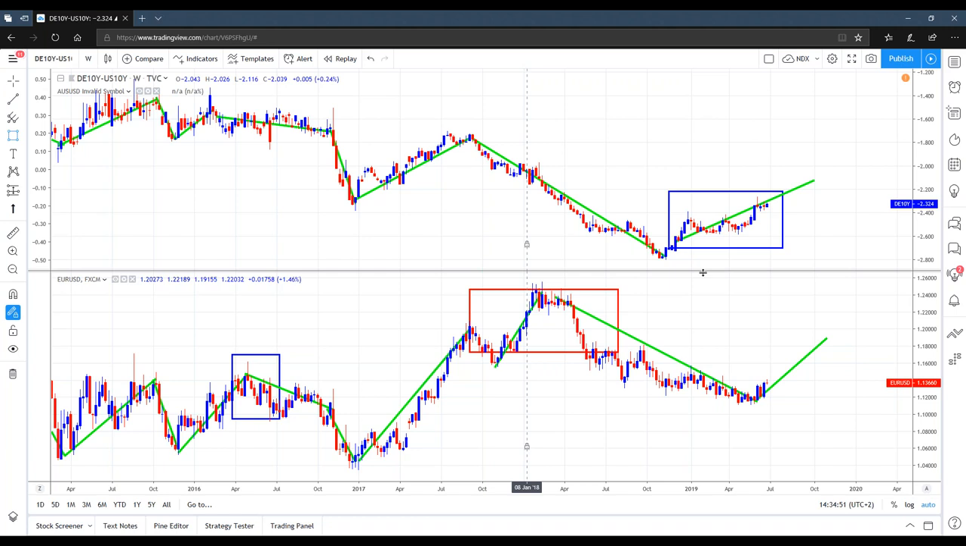In my opinion, the chances... exactly. So Rob says the chances are slim until the economy picks up. That's my understanding as well. The European Central Bank is still very, very dovish. Okay, they're very, very dovish.